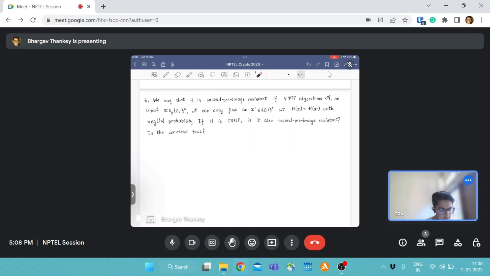So if H is a collision resistant hash function, is it also second pre-image resistant, and is the converse true? We have to answer these two questions. But before that, is the question clear? Is the definition of a second pre-image resistant function clear?